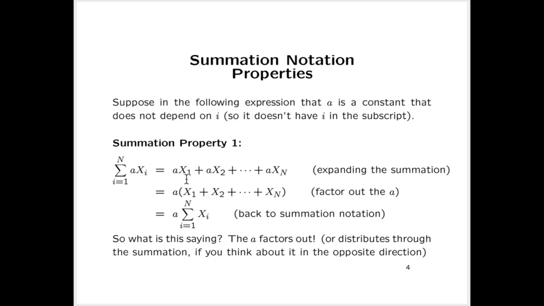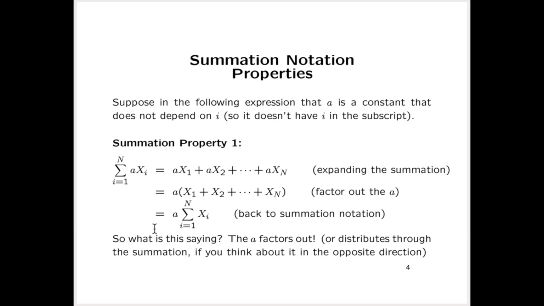Now we see that each of these terms involves a product, a times one of the x's, and so we can factor the a out. Going from here to here, we're just doing a very simple algebraic step, factoring the a out of the summation, and so we have a times the sum, x1 plus x2 and so forth, out to x sub n.